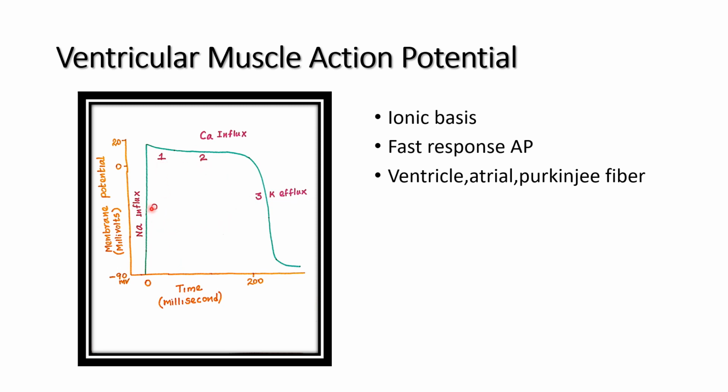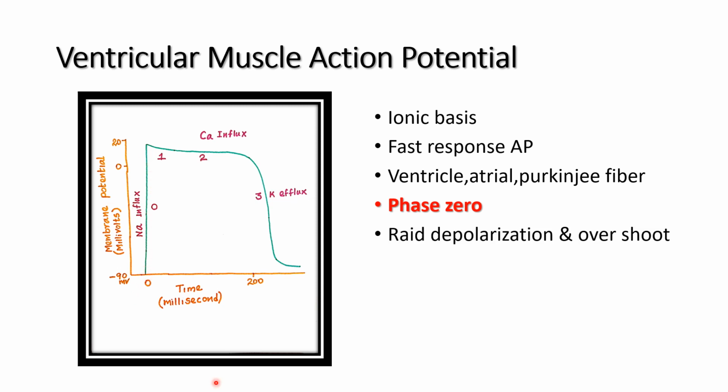First, phase 0. Phase 0 is called the depolarization phase, from the resting membrane potential to rapid depolarization and overshoot. It reaches up to 20 millivolts, from minus 90 millivolts to 20 millivolts. So it is an overshoot. It is mainly due to sodium influx. Sodium influx produces the rapid depolarization and overshoot, due to the opening of the voltage gated sodium channels.